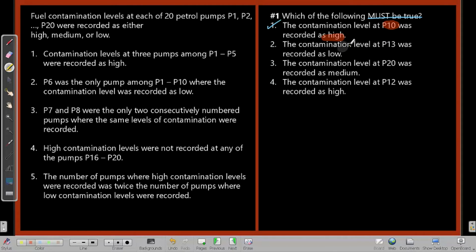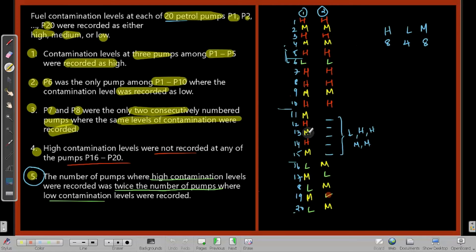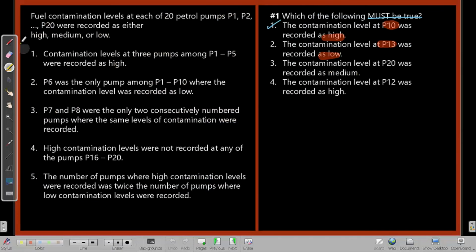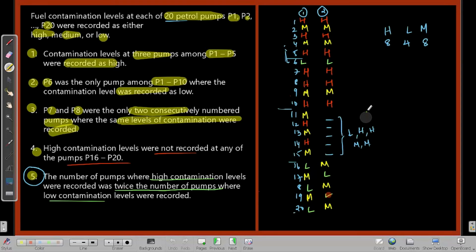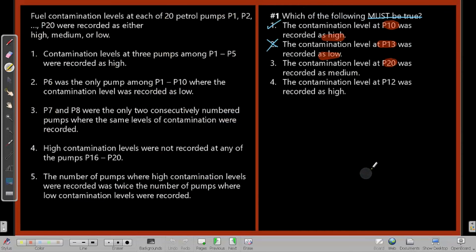Let's look at this second one. The contamination level at P13 is low. Is that the case that P13 is low? P13 is medium in the first case. It is not low anyway in case number 1. So that goes. Question number 3 says the contamination level of P20 was medium. P20 is low or medium. Both are possible. We can't say for sure it is always going to be medium.